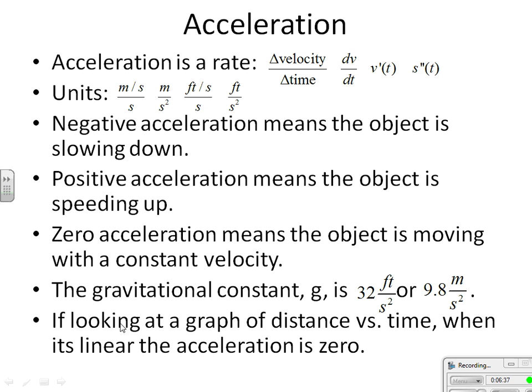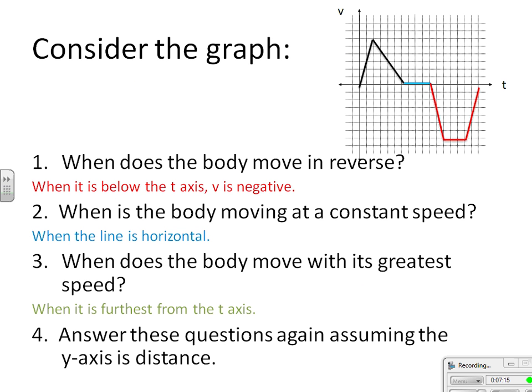Okay. If looking at a graph of distance versus time, when it's linear, the acceleration is 0. So again, if the y-axis of a graph is distance, time is on the x, and the graph is actually a straight line, then you know that the slope of the line is the velocity, and the fact that that slope is constant because it's linear tells you that the second derivative of distance would be 0. Acceleration is 0. That probably sounds pretty complicated. Let's go ahead and take a look at the example.